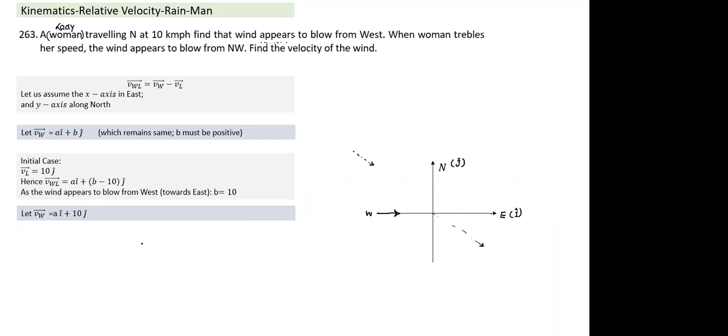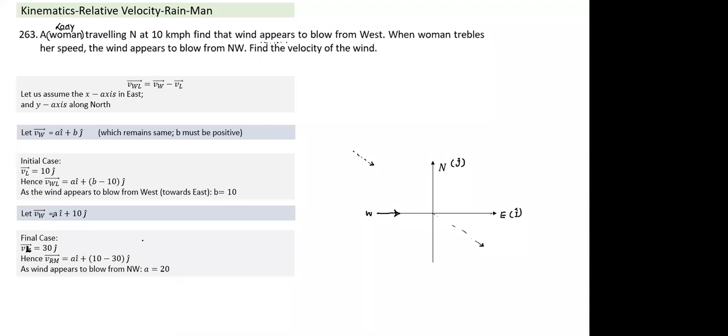Nothing, sir. Okay, let's continue. So what happened in the other case? Now it doubles her speed without changing direction. So the velocity of the lady will become 30 j cap. The velocity of the lady becomes 30 j cap now.